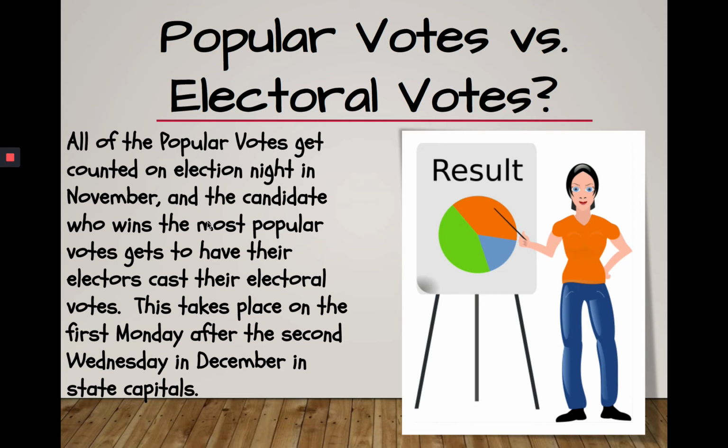Now, what that means is sometimes candidates who get the most popular votes don't get the most electoral votes. And the electoral votes officially happen on the first Monday after the second Wednesday in December. But they officially happen in state capitals. So ours will happen in Olympia, Washington, in the middle of December when the Electoral College actually votes. And again, the Electoral College is meant to vote however the people in their state tell them to.